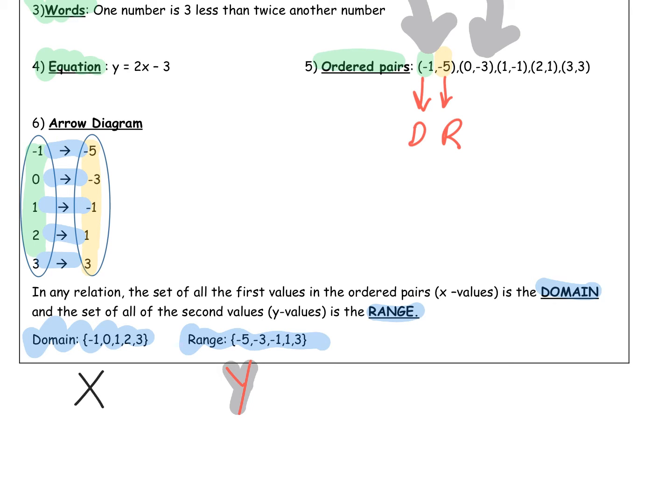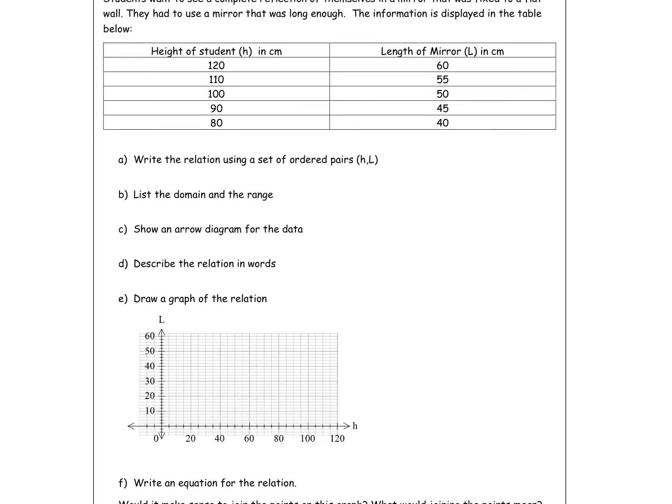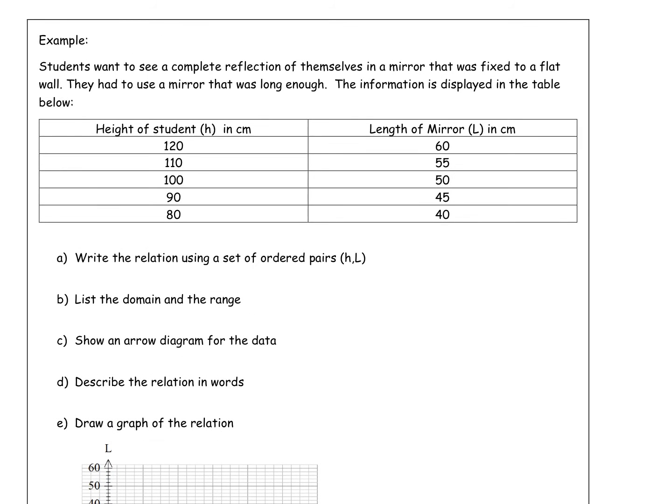Let's go ahead and do an example and just talk about how we go in the sets. So here we have, if students want to see a complete reflection of themselves in a mirror that was fixed to a flat wall, they have to use a mirror that's long enough, and the information displayed in the table is the data that we collected. So we can see that if a student's 120 centimeters tall, they need a mirror that's 60 centimeters long. 110 centimeters, you need a 55 centimeter. Okay, so here is a table of values.